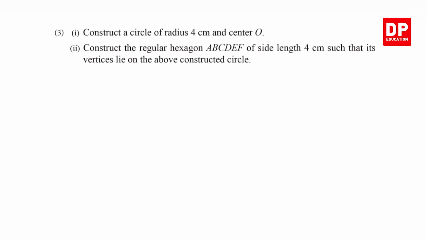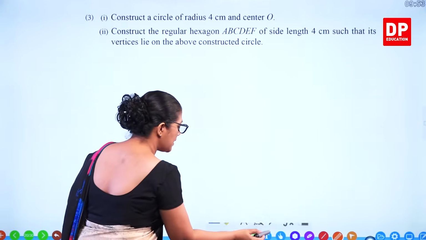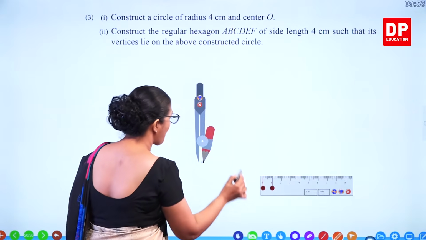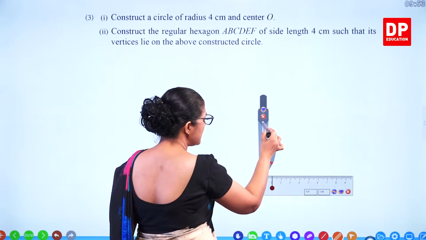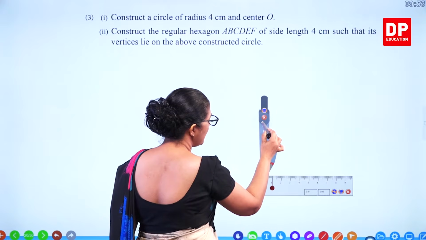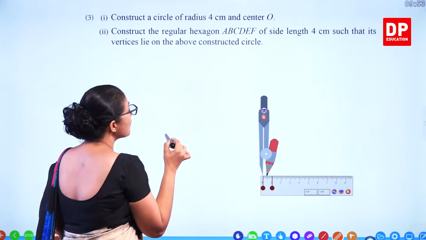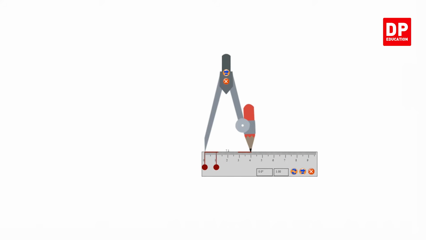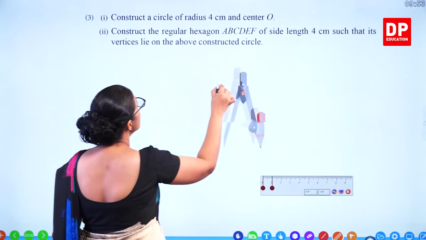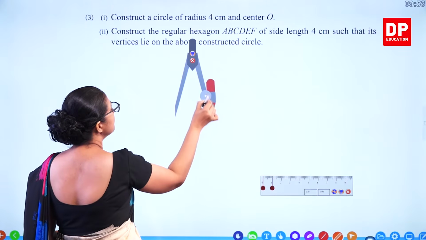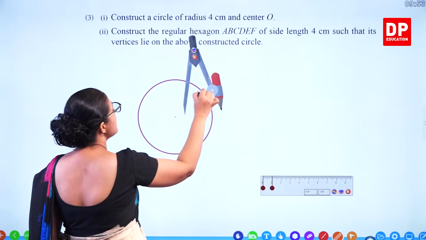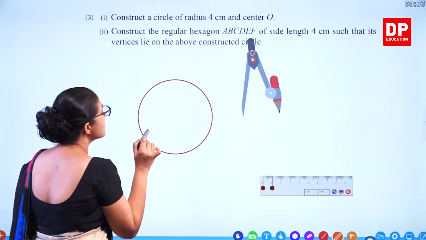Construct a circle of radius 4 centimeters and center O. So we'll take the ruler and the compass. Construction means always compass and the ruler. Take 4 centimeters, a 4 centimeter radius, and we'll draw the circle. And it says center O.